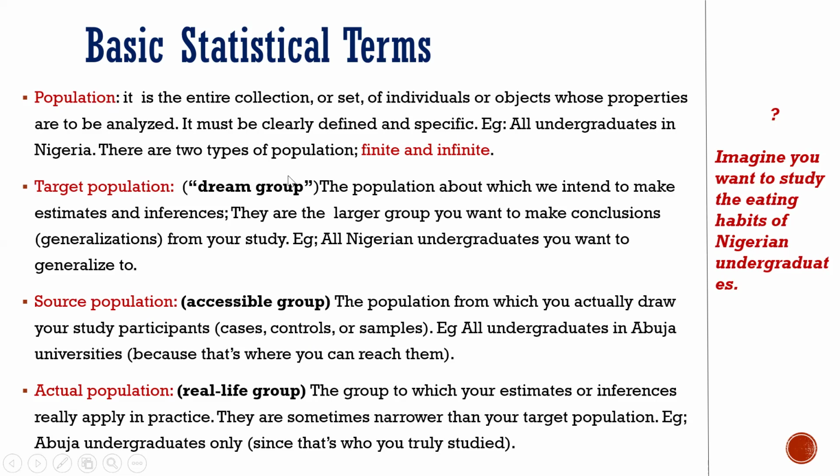Now let's look at the different types of population we have. Number one, we have what we call the target population. First of all, before we look at this, I want us to imagine that we want to carry out a study on the eating habits of Nigerian undergraduates. From this study, that's where we're going to be classifying the target population. It will help us to easily understand each type of population.